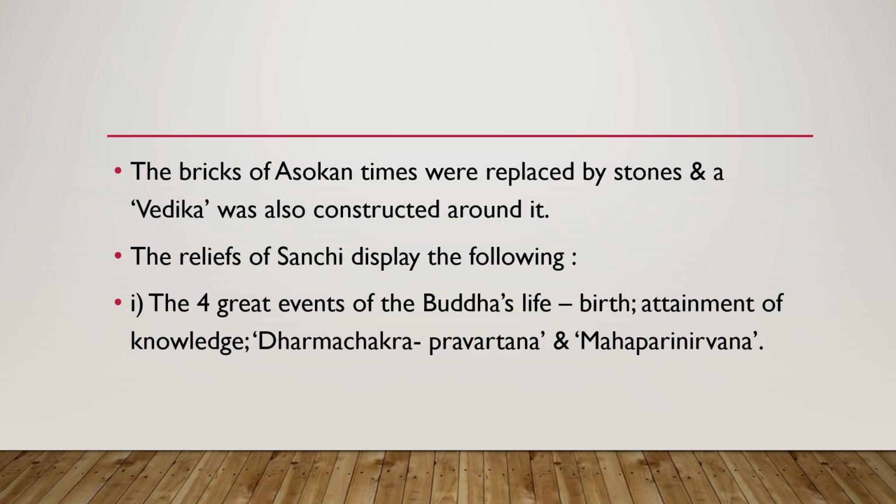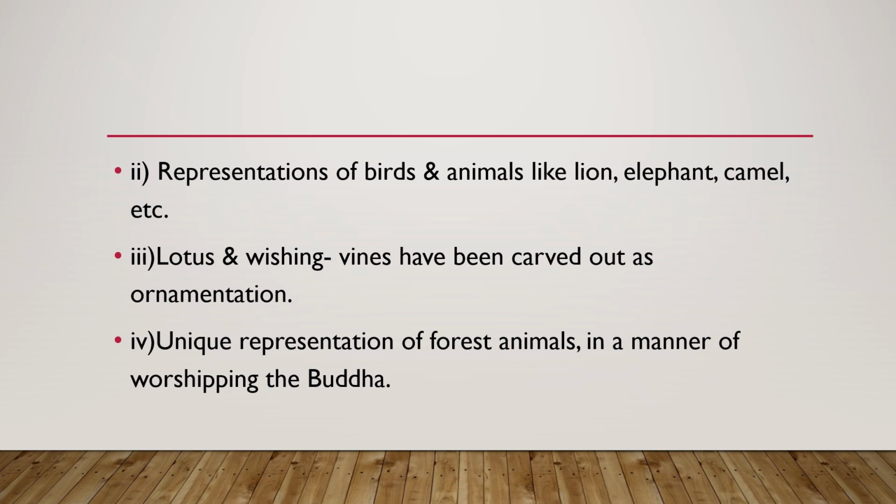The reliefs of Sanchi display the following quite prominently: the four great events of the Buddha's life, that is, birth, attainment of knowledge, Dharma Chakra Pravartan, and Mahaparinirvan. Also, representations of birds and animals like lion, elephant, and camel are abundant. Lotus and wishing vines have been prominently and beautifully carved out as ornamentation. There is also a unique representation of forest animals in a manner of worshipping the Buddha.